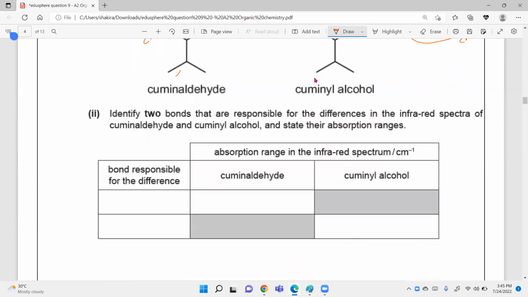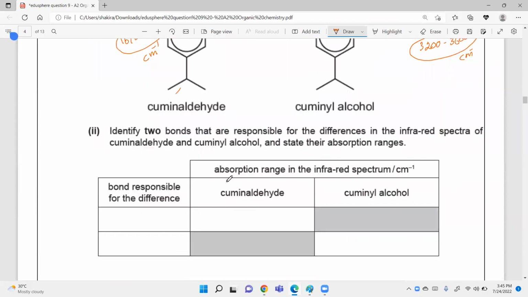Okay. Bond responsible for the difference. First one is OH. In cinnamaldehyde, we don't have OH. So let me remove it. In cinnamaldehyde, we have carbon, double bond oxygen. I'll write like this. And the next one, now we don't have COOH. We have an alcohol. So I write just OH group is enough.